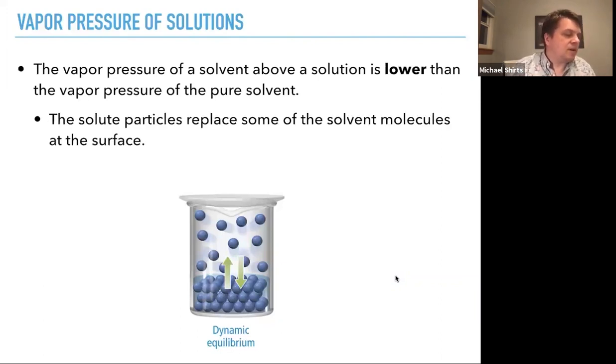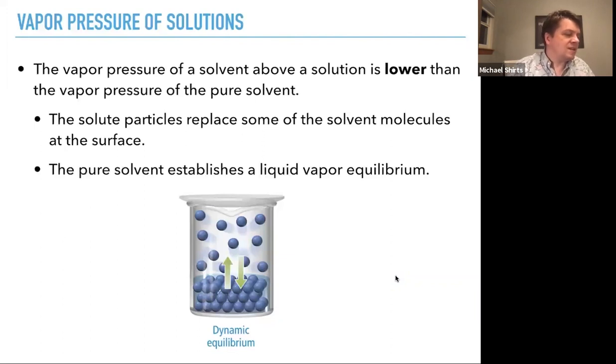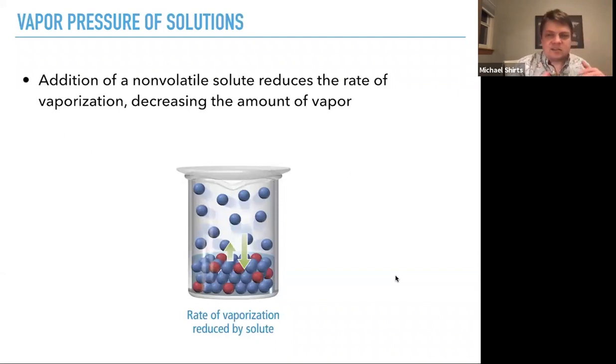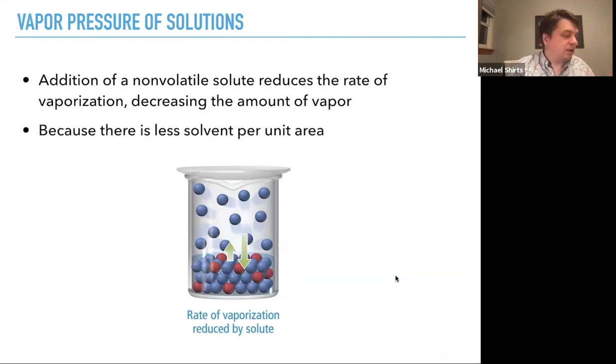Because the solute particles replace some of the solvent molecules at the surface, and the pure solvent establishes a liquid equilibrium. But if the solute is replacing that, the solute being present is going to reduce the number of molecules that can go up because you have a smaller fraction of molecules that are escaping. So the rate of vaporization is reduced by the solute because there's less solvent there. It's only partly solvent, and so only the rate that it escapes is lower. There's less solvent per unit area.